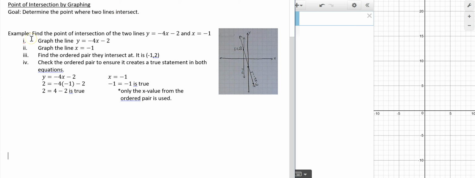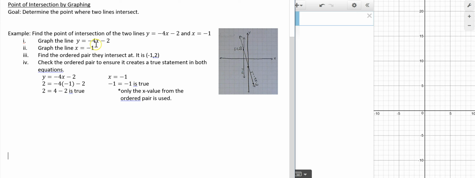And the example that I'm going to use is finding the point of intersection of the 2 lines y equals negative 4x minus 2 and x equals negative 1. So the first line to graph is y equals negative 4x minus 2. You'll remember that that's in slope-intercept form, so the y-intercept is the value at the end of the equation, negative 2. You'll come over to your graph, and on the y-axis at negative 2, put a point.